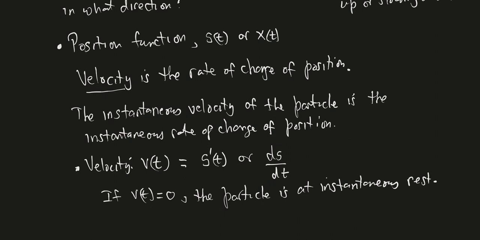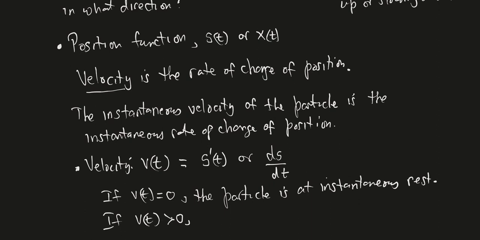Well, that means in all other cases where the velocity is either positive or negative, then it must be either moving to the right or to the left, or up or down. Now, if your velocity is greater than 0, then this means the rate of change is positive. So this means your position function would be increasing. So the position values would be getting bigger because your rate of change is positive, right? And what this means is the particle is moving in the positive direction.